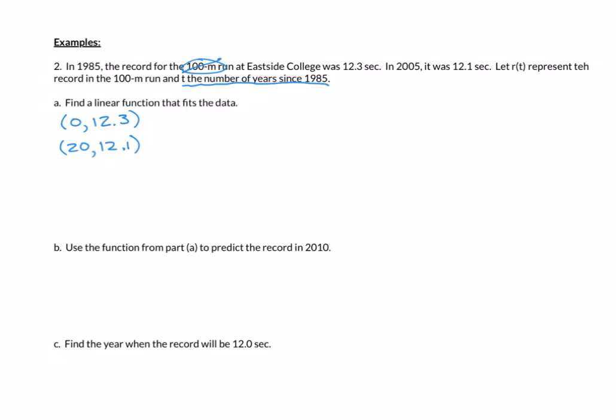So again, we have 2 points. The first thing I can do is find my slope. So I'm going to subtract my y values, my 12.1 minus my 12.3 over my x values, 20 minus 0. And if we do that, we get negative 0.2 divided by 20.